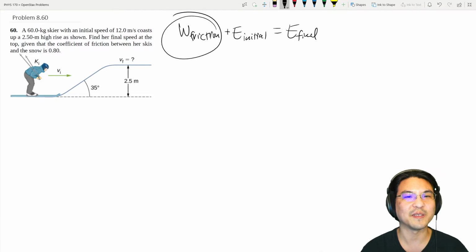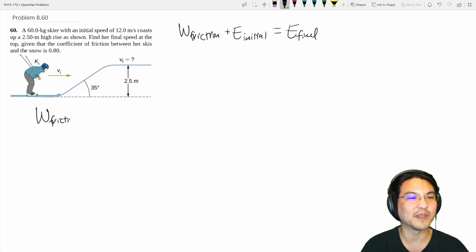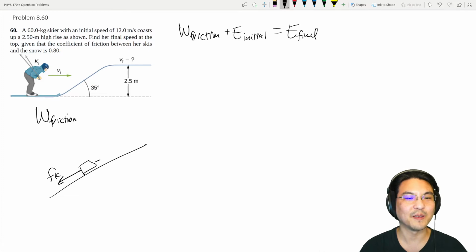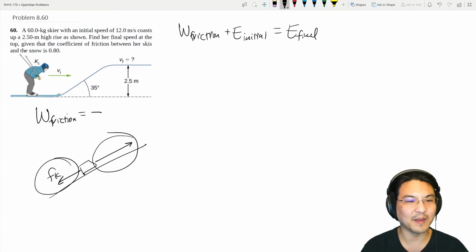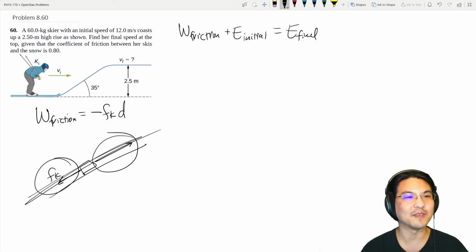Okay, how much is this though? Work, let me write it over here on the side. Work by friction. So the skier is going up the ramp. So if the ramp is like this, friction is going this way. And then the skier's displacement is this way up the ramp. So the work would be this vector dot this vector. So negative this times this, because they're just 180 degrees. If the skier goes some distance d.